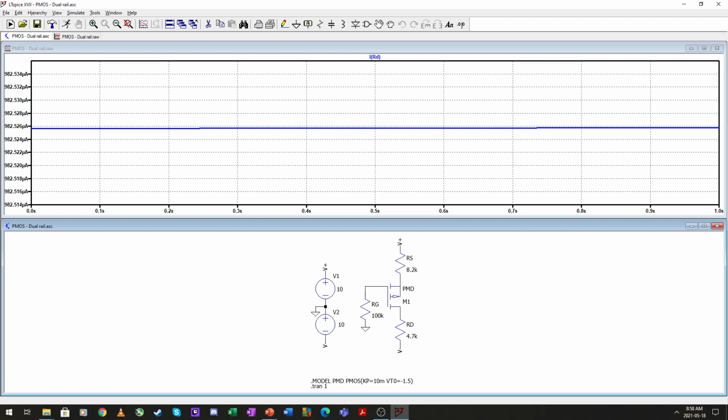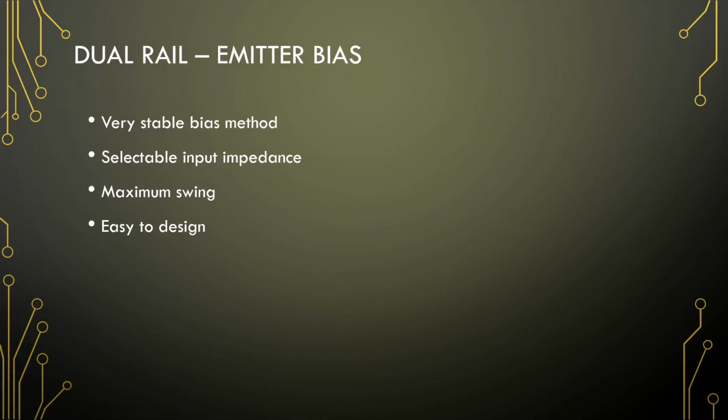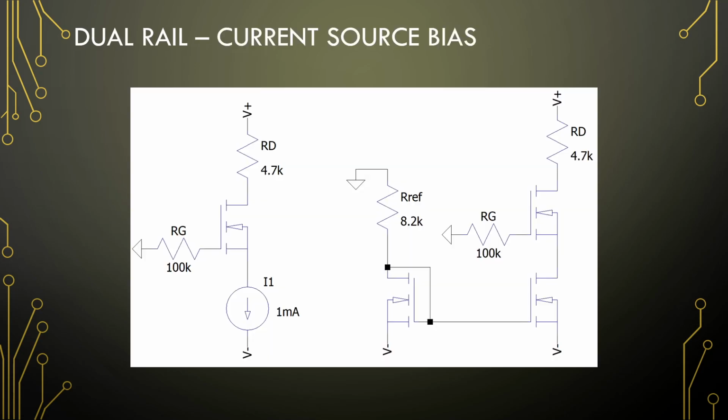Okay, let's look at some conclusions. So, the dual rail is a very stable biasing method. Selectable input impedance, you can design for maximum swing. It is very easy to design. You have all the degrees of freedom with a dual rail bias that you can wish for MOSFETs. Right, let's have a look at two other structures, and that is when we use a current source instead of a source resistor.